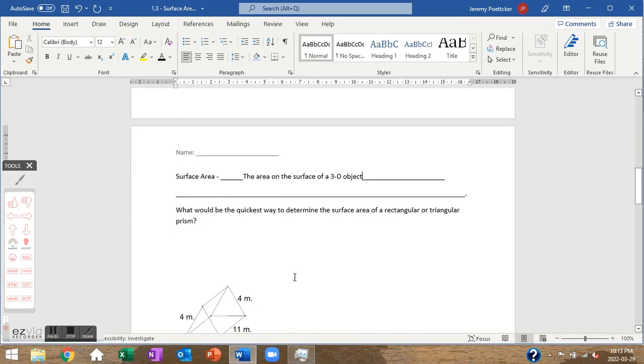And then the question here, what would be the quickest way to determine the surface area of a rectangular or triangular prism? And quickest doesn't mean it's always going to be super fast, but there's a few steps here, and we're going to look for sides that are the same. All right? That's the big thing, is we're looking for sides that are exactly the same.